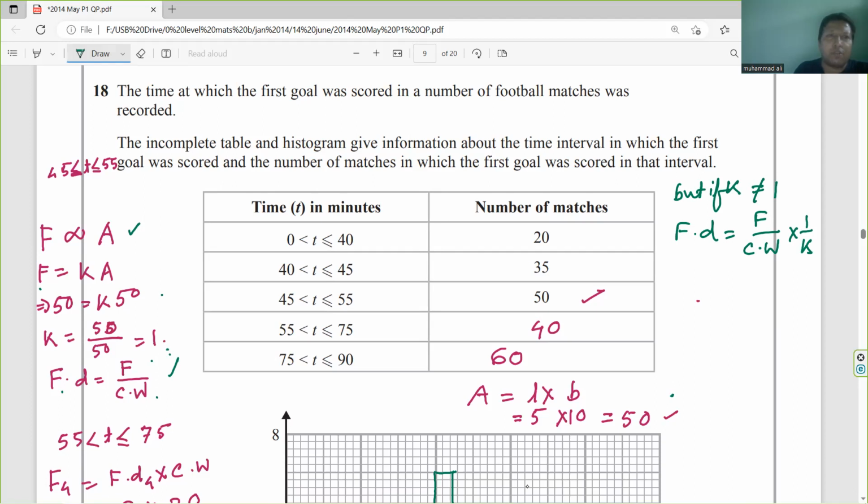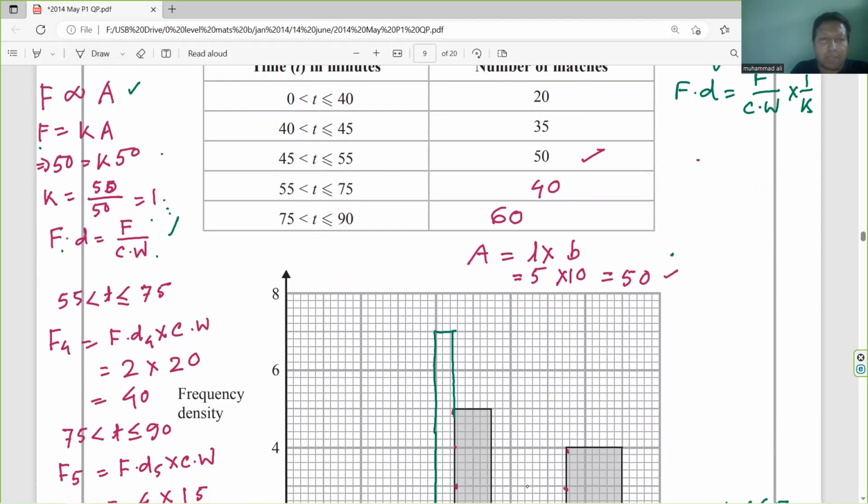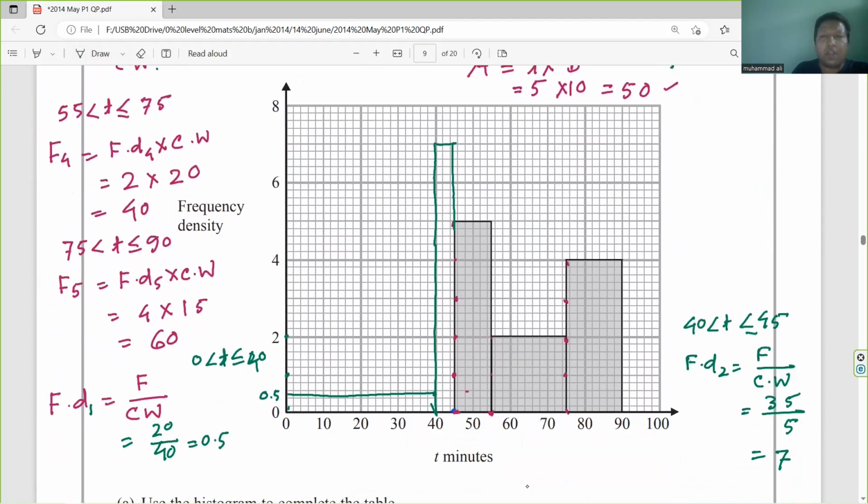Step by step, when we want to find the frequency, we make frequency the subject. When we want to find the frequency density, we make frequency density the subject. I think everybody understands this maths. This is one of the very important topics. Please practice it again and again. Thank you, everybody. Thank you for watching.